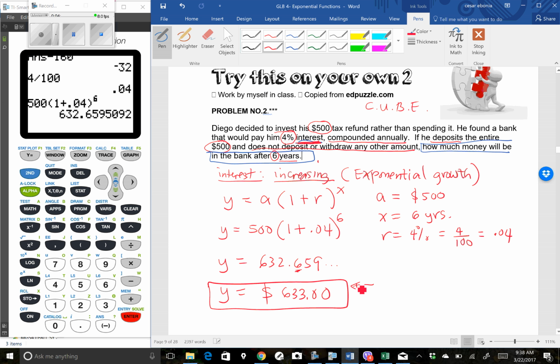And do not forget to make a description on your final answer. So this is the amount of money in the bank after 6 years. So again, do not forget to make a description in your final answer.